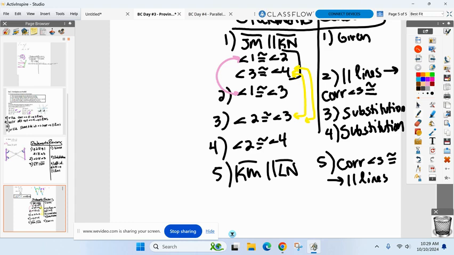Questions? All right, we're going to go through the homework right now and fill in the boxes. What must I have first before I get the lines parallel?